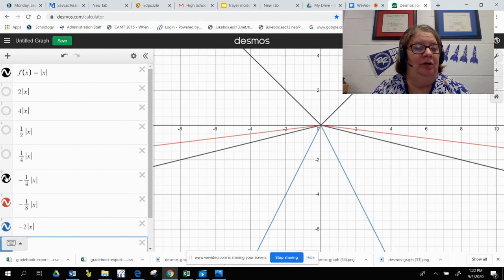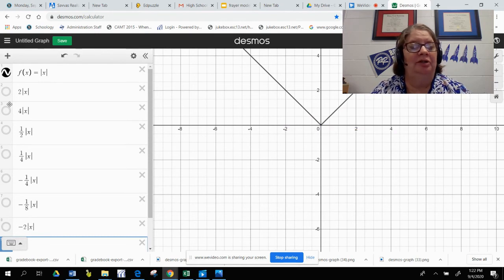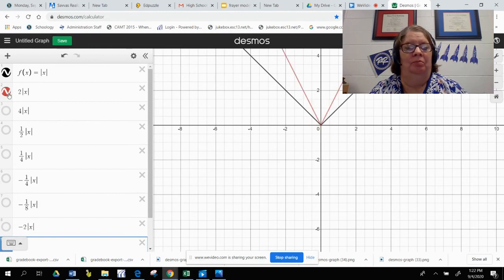Do you see how when you're working with this, you can turn these graphs off? I didn't take out the equation, so just turn the graph off. There's a parent function, absolute value of x. What happens if I change the a to a 2? That graph got narrower or skinnier. That is called a vertical stretch.